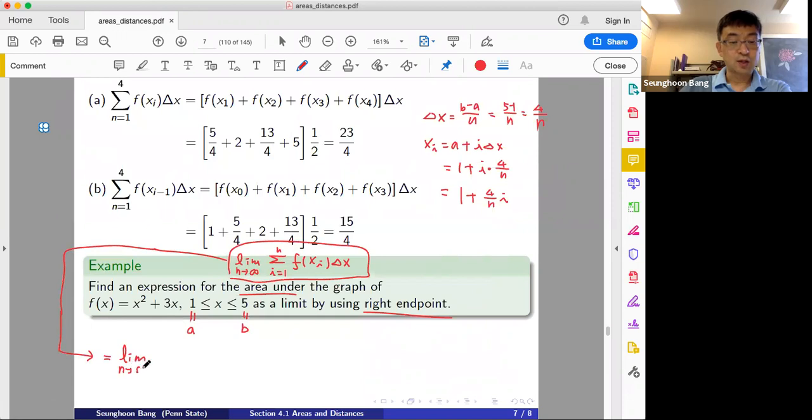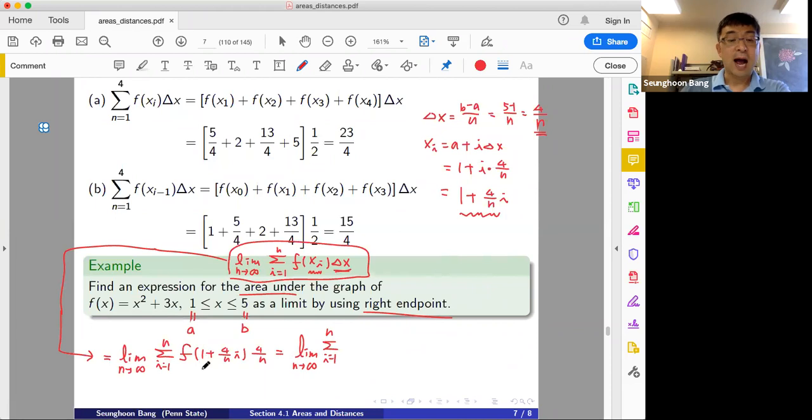As n approaches infinity, the summation from i equal to 1 to n of f of xi. What's xi? Xi is 1 plus 4i over n. So we have 1 plus 4i over n times delta x. Delta x is 4 over n. Same for the limit, as n approaches positive infinity, keep the summation from i equal to 1 to n.